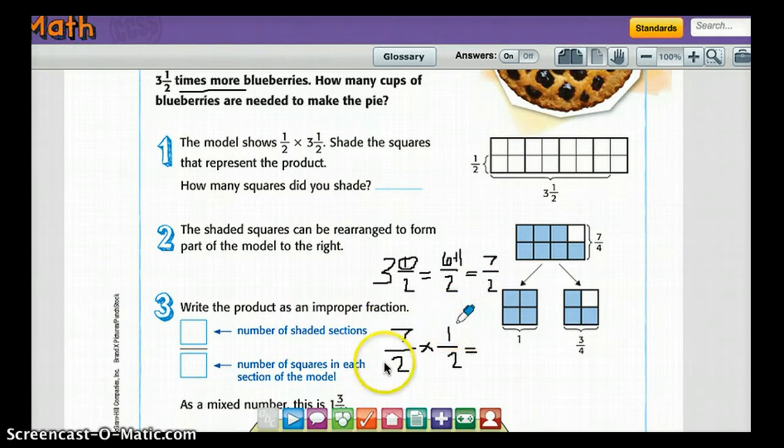Okay, so then I went ahead and wrote our multiplication problem here. So we have 7 halves times 1/2. So remember, just multiply across. 7 times 1 is 7. 2 times 2 is 4.